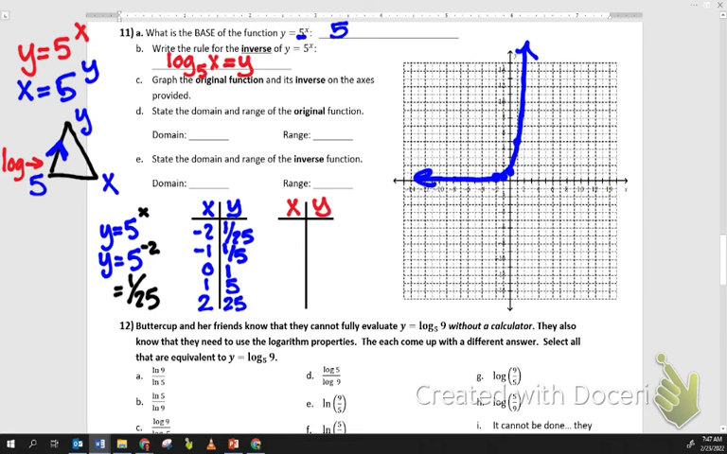So now I'm wanting to graph the inverse. And I know that I could plug in all my x and y values, but what else could I do if I'm going from one table to the inverse? I can flip the x and y. So here I have negative 2, 1/25. But if I switch those x and y values, I have 1/25, negative 2.